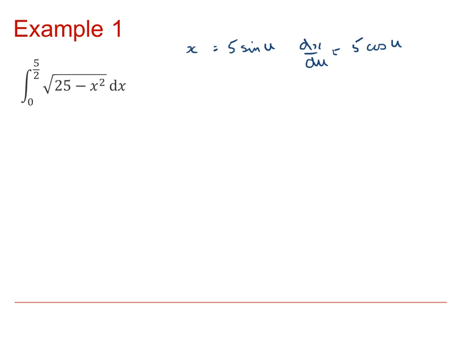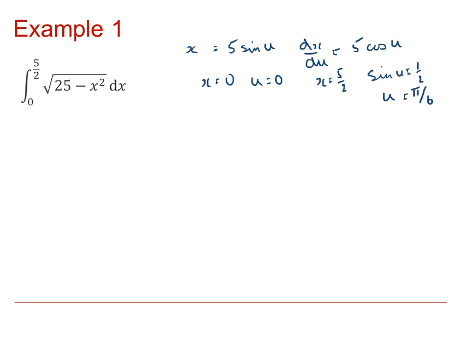It's a definite integral, so we need to change the limits. When x is equal to 0, we can see that u must be equal to 0, and when x is equal to 5 over 2, then that means that sine u must be equal to a half, which gives u is equal to pi by 6. Again, remember, must be radians.